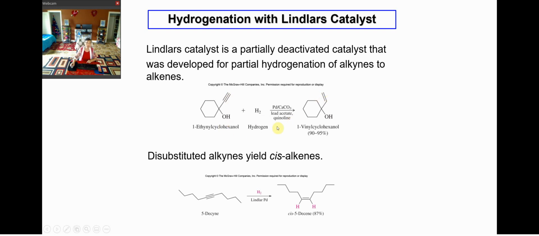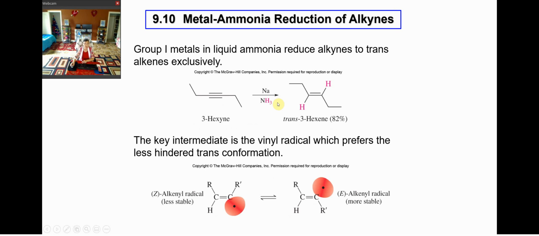So in this case, you convert your triple bond to a double bond. This is one example. For a second example, you have a disubstituted alkyne, such as 5-decyne. You are going to react it with hydrogen under Lindlar catalyst, so you are going to produce cis-5-decene. You produce alkene from your alkyne by using a Lindlar catalyst.